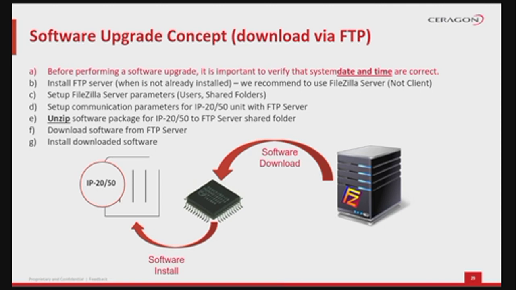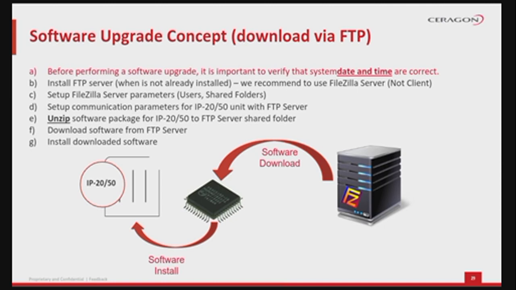Let's go deeper now and explain all the steps you need to follow to perform a software upgrade by downloading the software via FTP. Before performing a software upgrade, it is important to: A. Verify that system date and time are correct. B. Install FTP server, if not already installed. You know already that we recommend to use FileZilla server.